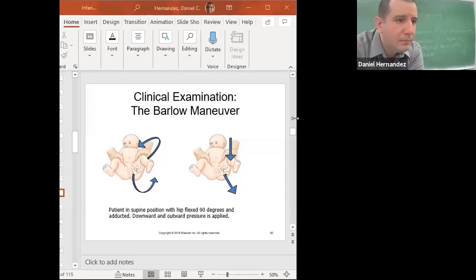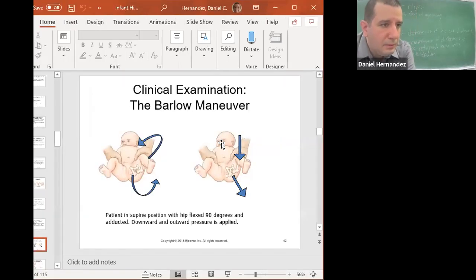So this is our Barlow maneuver. So a patient is supine. The hip is flexed 90 degrees. So you bring the hip up, you create a 90-degree angle, and then abducted outward. And outward pressure is applied. So you bring it inward.